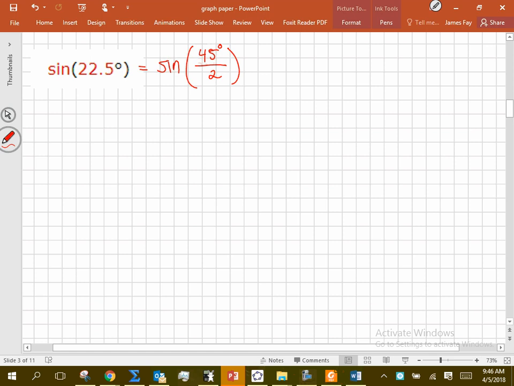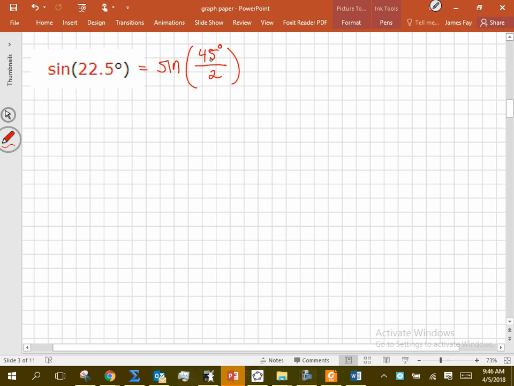Now with sine of 22.5, there are no angles off the unit circle that we could add together or subtract to get 22.5, because they're all whole numbers off the unit circle in regards to the degrees. So a half angle might be the only approach we have for a 22.5 degree angle.